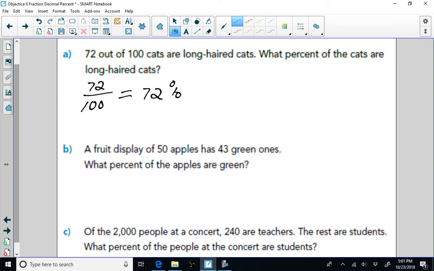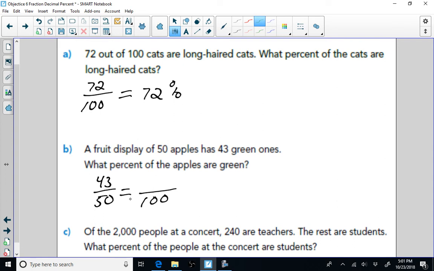Suppose we have a fruit display of 50 apples. 43 of the apples are green. What percent of the apples are green? Well, now we have 43 out of 50. And if I want to know what percent is 43 out of 50, one way we can do that is to make an equivalent fraction with a denominator of 100.